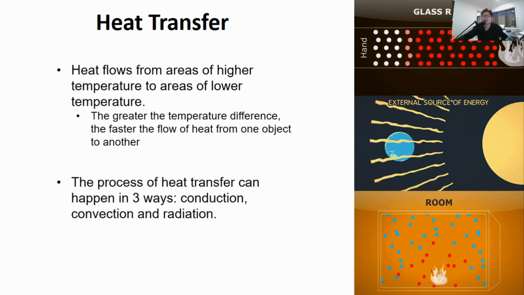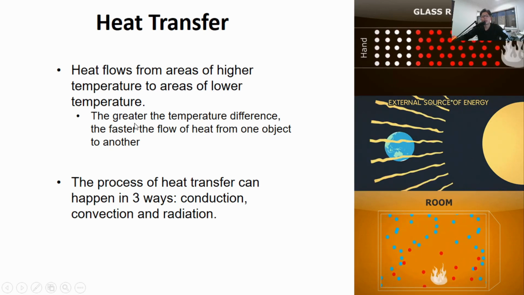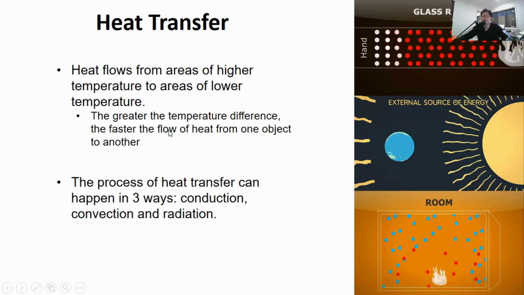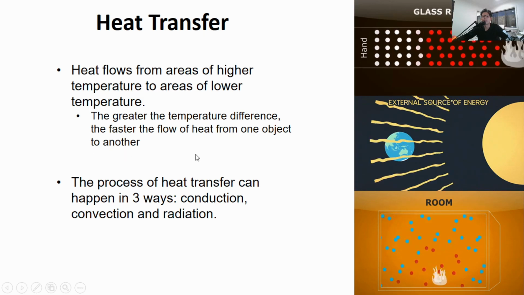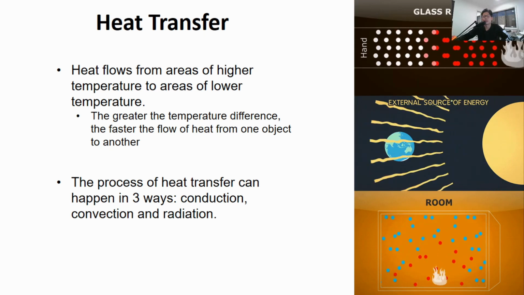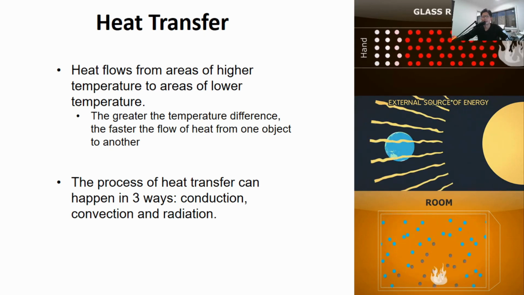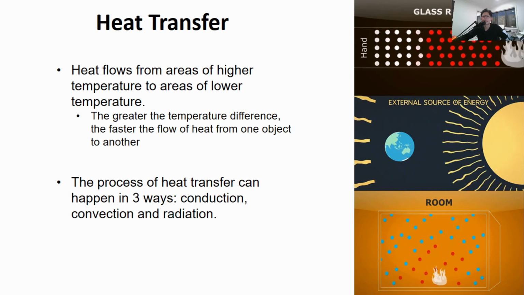So heat flows from areas of higher temperature to areas of lower temperature. And the greater the temperature difference, the faster the flow of heat from one object to another. So if we're holding an ice cube, that means the heat from our hand will go into the ice. It's not the cold temperature of the ice going into our hand. It's just the heat escaping our hand.